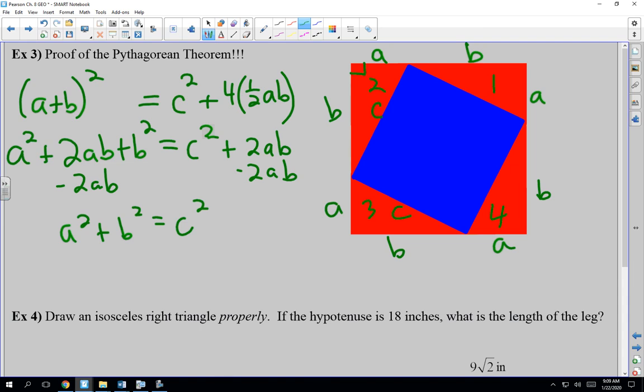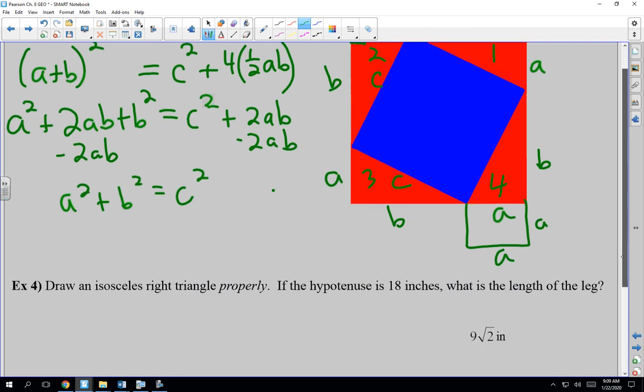It's a way of just demonstrating that the area built off of each of the legs of a right triangle is equal to the area that would be built off of the hypotenuse. That's what this is demonstrating. Like if you were to draw little squares off of here, I'll do just one of them. I built a little square right here that is A by A, and then another square off of here that was B by B. The area of the A by A square and the B by B square would be equal to the blue square here, the C by C square. So that's what this is demonstrating. All right?